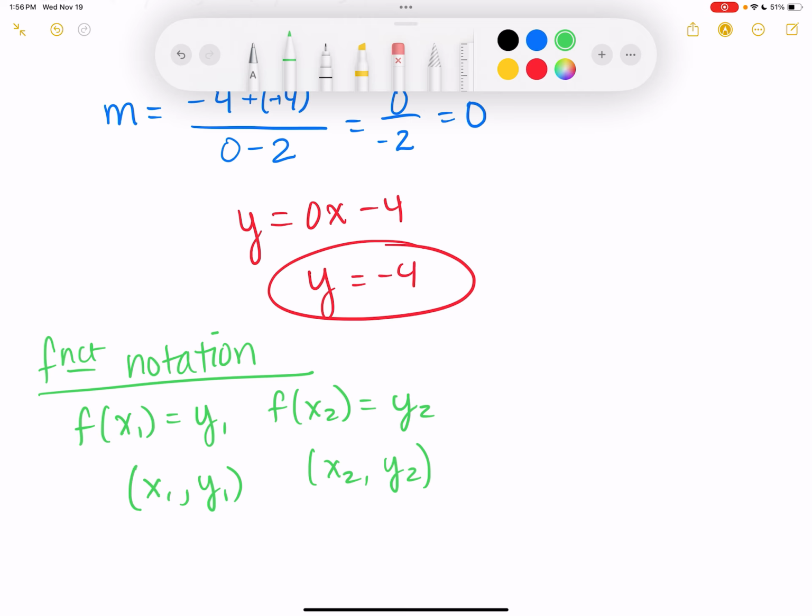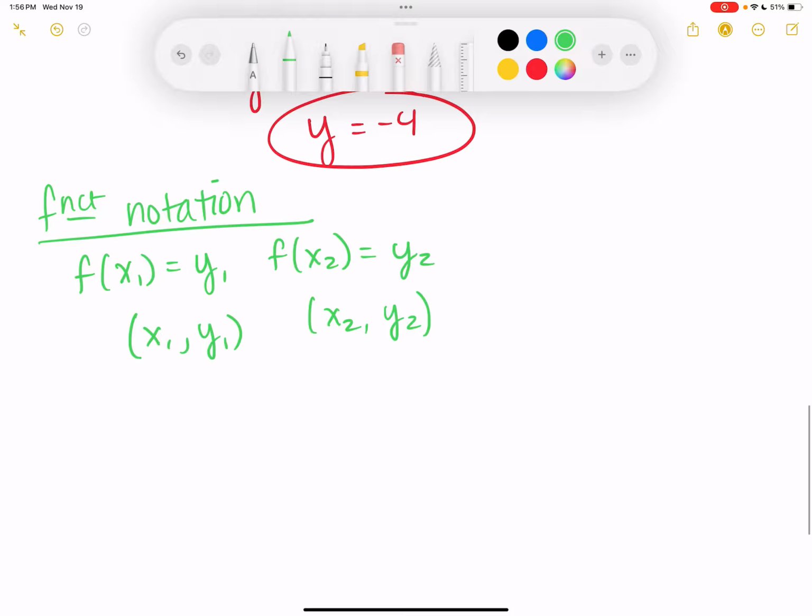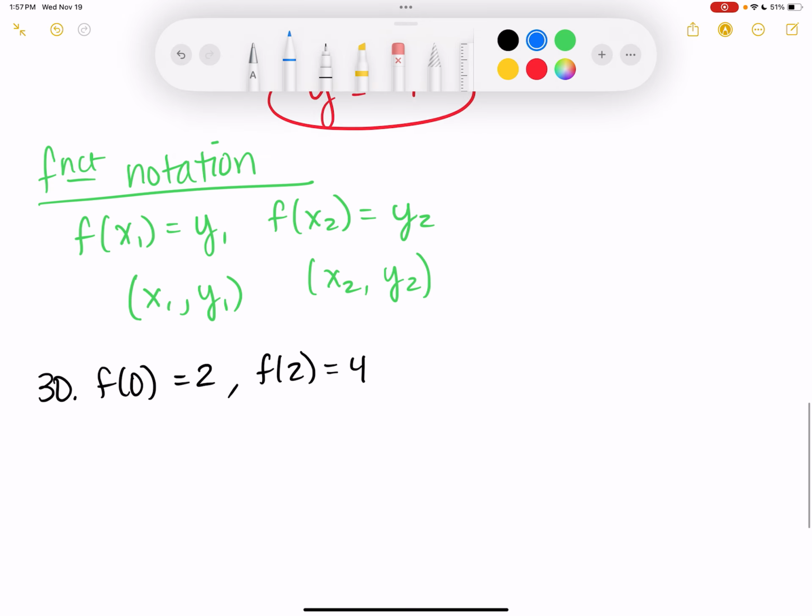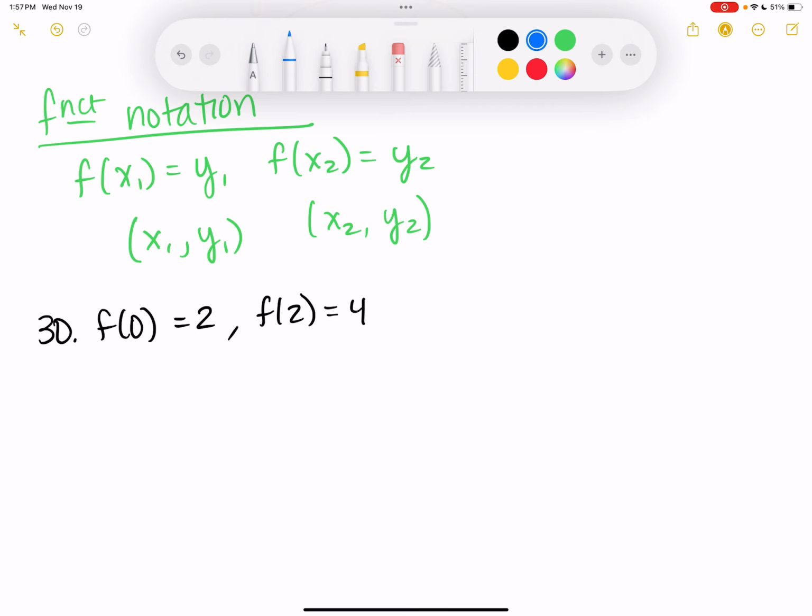Okay? So much work. So 30. And the same thing's going to apply. If x is 0 and then there's a y value, that's going to be your intercept. So f of 0 is equal to 2 and f of 2 is equal to 4. So the first thing I'm going to do is rewrite these as an ordered pair. So this is x, this is y, so it's 0, 2. Did you get 0? Because it's literally written right here.